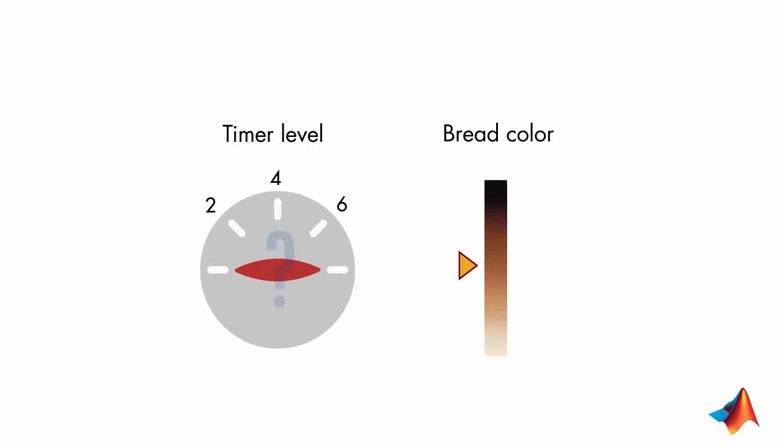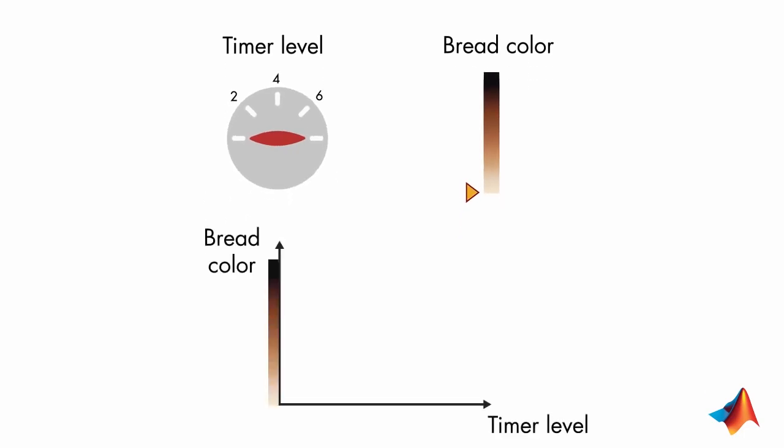You don't know what setting the timer should be at to get your desired bread color. In this case, you can do a couple of experiments. You can input different timer settings and wait until your output settles to a value. Then mark your findings on this plot.